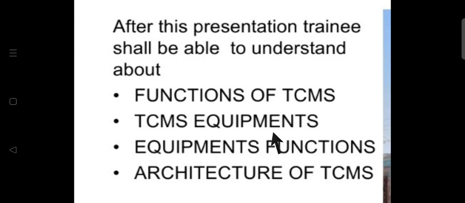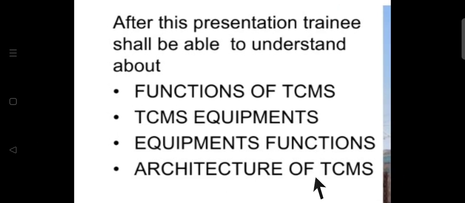We would discuss TCMS equipments, for example BRIO, the basic remote output system. Obviously, in a computerized system we have hardware and software. In hardware we have BRIO, which we would discuss in our further topics. And then the equipment functions, what different hardware and software equipments are used, we would discuss as well. And then at the last we would discuss the architecture of TCMS, like how TCMS has been designed, in our upcoming videos.